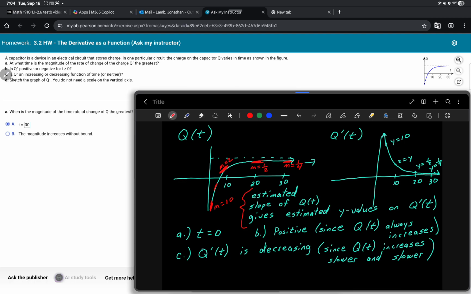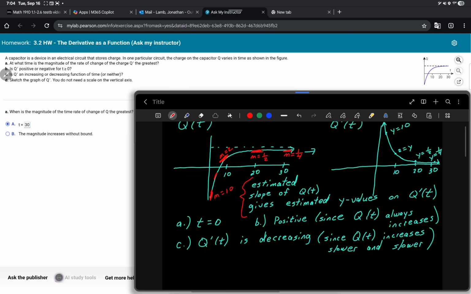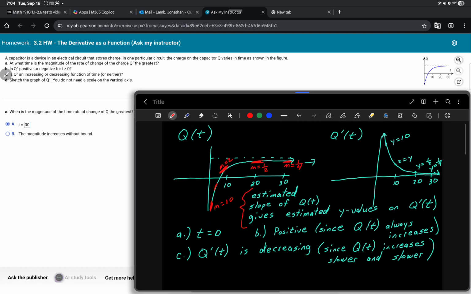Now, to more specifically answer the questions, it says, at what time is the magnitude of the rate of change, the rate of change of the charge Q prime the greatest? We said, well, okay, when is the greatest y value of Q prime? And just like we can see that the original function asymptotically approaches the y-axis, well, as it does that, the steepness or the slope of that function gets greater and greater. So I can say, well, okay, the greatest y value for Q prime is going to be when t is 0.